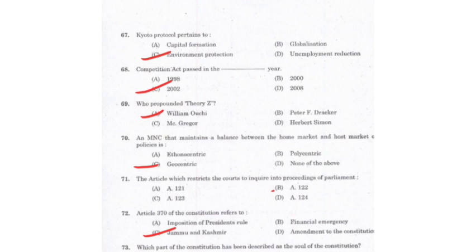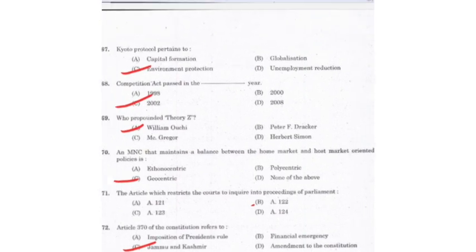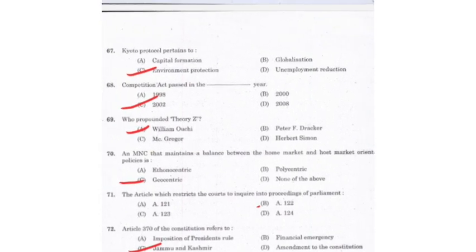Peter F. Drucker, MBO. And the next question, an MNC that maintains a balance between the home market and host market oriented policies is ethnocentric, polycentric, geocentric and none of the above. And here the answer is geocentric.